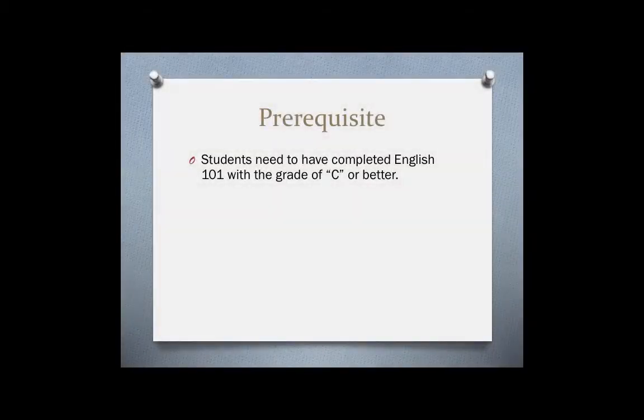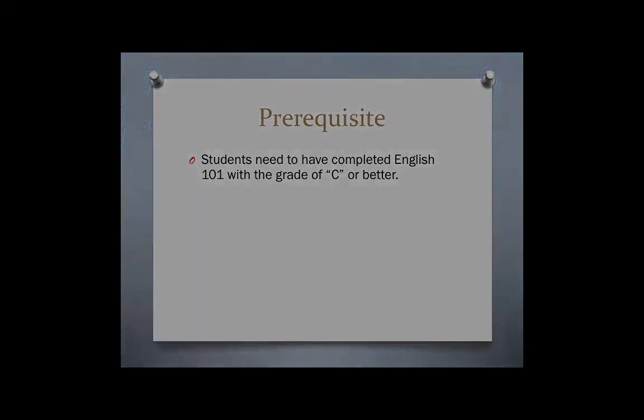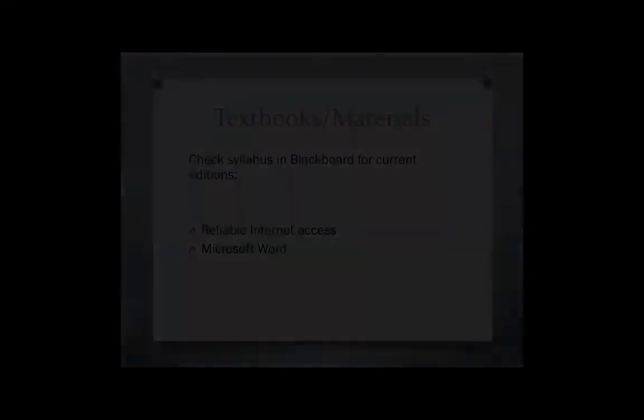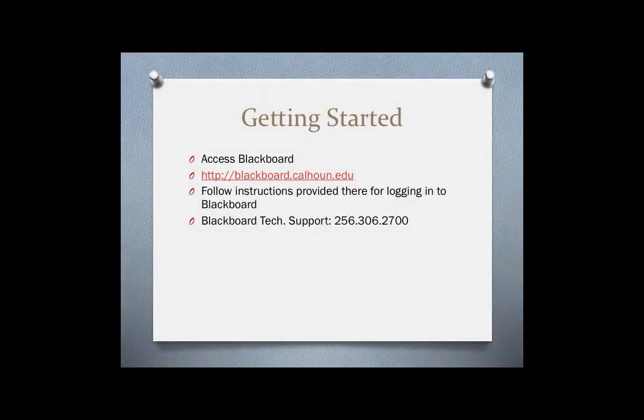There is a prerequisite for English 102, and that prerequisite is that students have completed English 101 with the grade of C or better. As far as textbooks and materials go, I'd like you to check the syllabus in Blackboard for the current editions of the textbooks that we will be using this semester. Also, you will need to have reliable internet access, because this is, after all, an online course, and a version of Microsoft Word. It's very easy to get started in this course, and by virtue of you viewing this orientation, it shows me that you're already off to a great start.